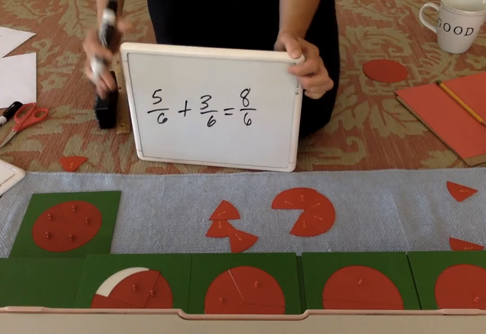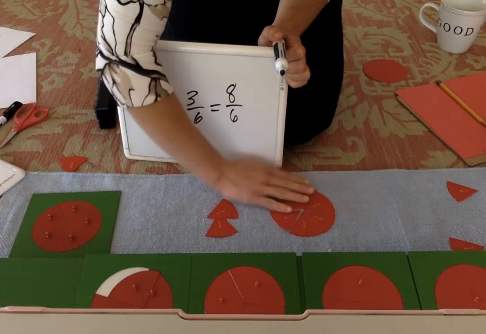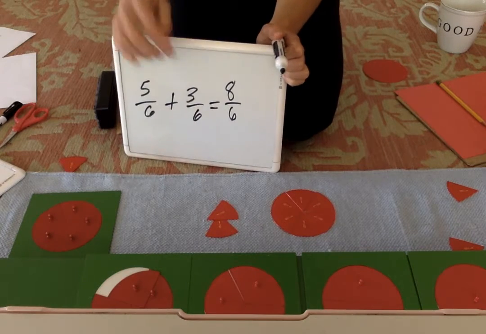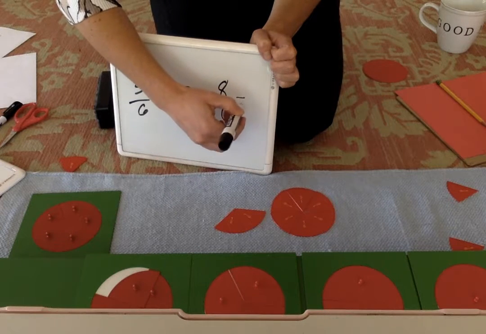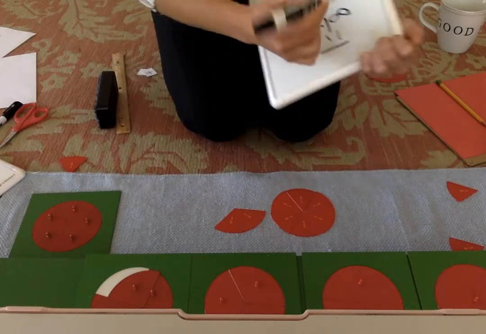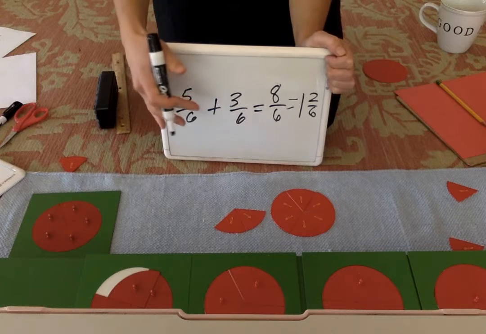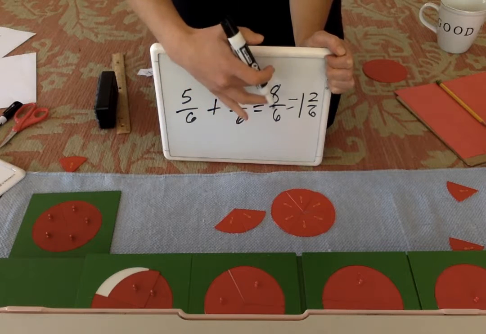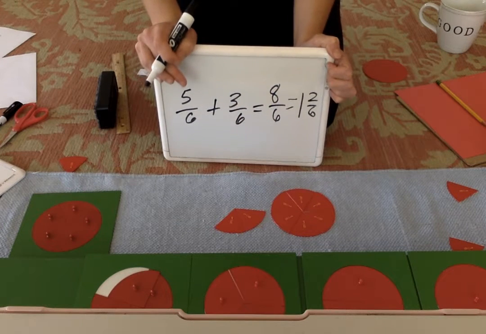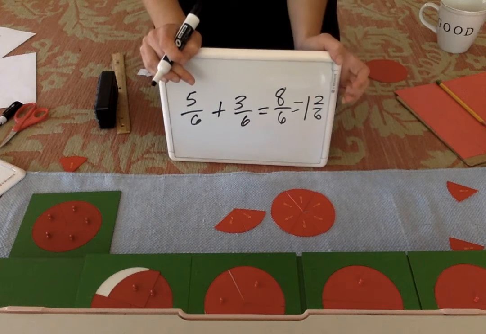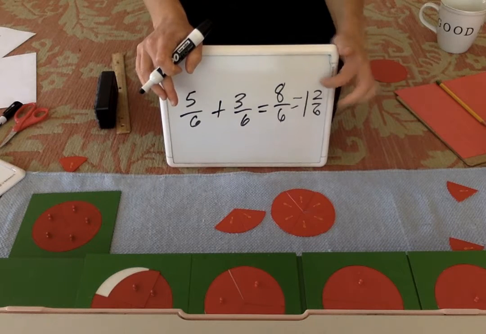But 8 sixths is also something else. If we look here, we know that 6 sixths is the same as a whole. So we have 1 whole and 2 sixths. That's called a mixed number, and we're going to write the 1 and then 2 sixths. So 5 sixths plus 3 sixths equals 8 sixths, which equals 1 and 2 sixths. Okay? So 8 sixths and 1 and 2 sixths are equivalent, and you would write it in simplest form as a mixed number.